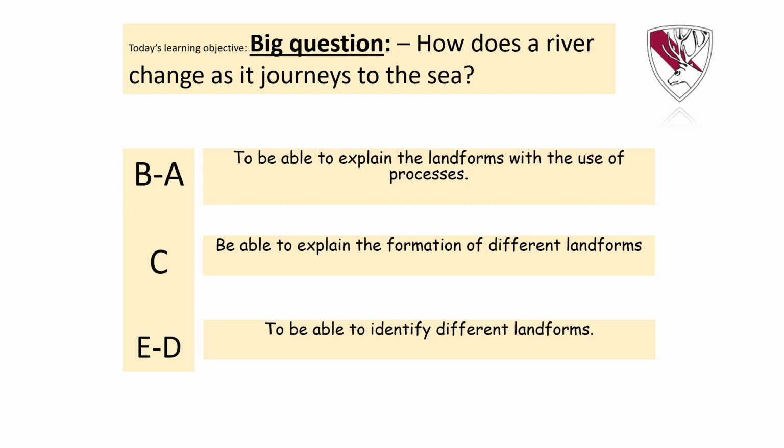Today we're going to see how those processes actually make landforms. Landforms are things that we can see that have been shaped by those processes. So hopefully by the end of today's lesson, you'll be able to explain in good detail, using key terms, how those processes have shaped the landforms that we can see in and around rivers today.